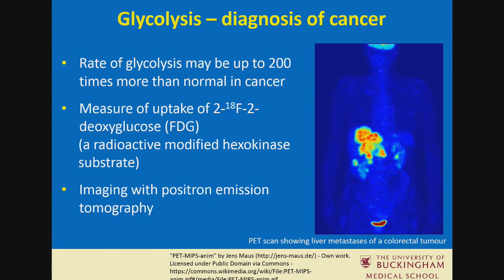So, the technique of PET, positron emission tomography, can measure the uptake of a glucose-like molecule that can then be traced within the body. And so this image just shows metastases of a cancer. I think that's a colorectal tumour that's now showing up in the liver. And so that imaging is possible because of the abnormal uptake and usage of glucose within the tumour, which means that this tracer molecule can be detected.